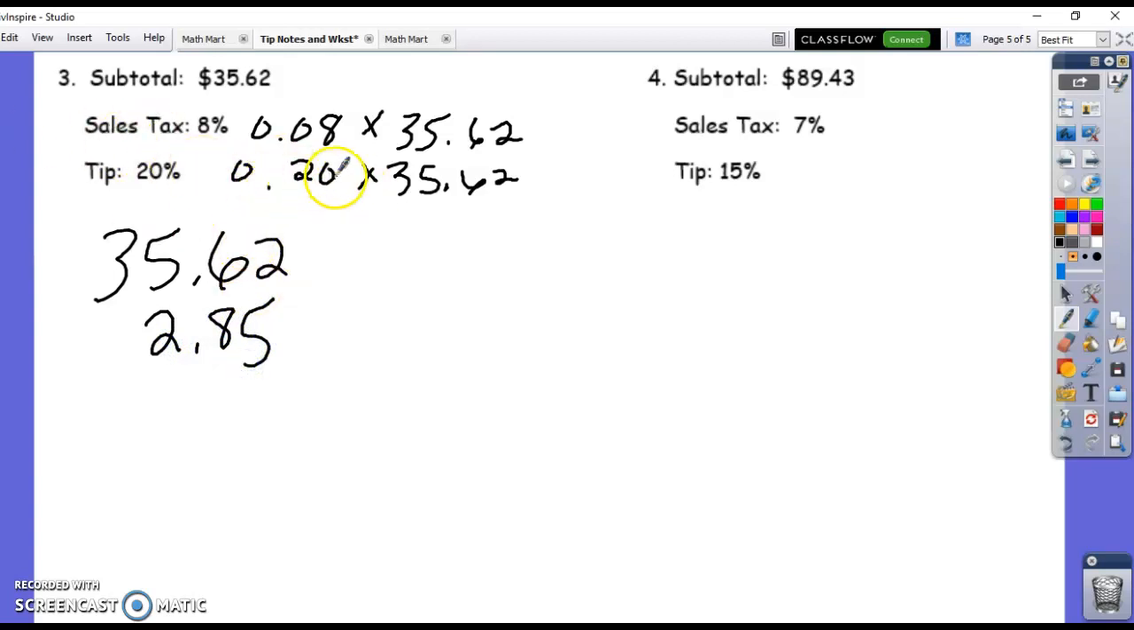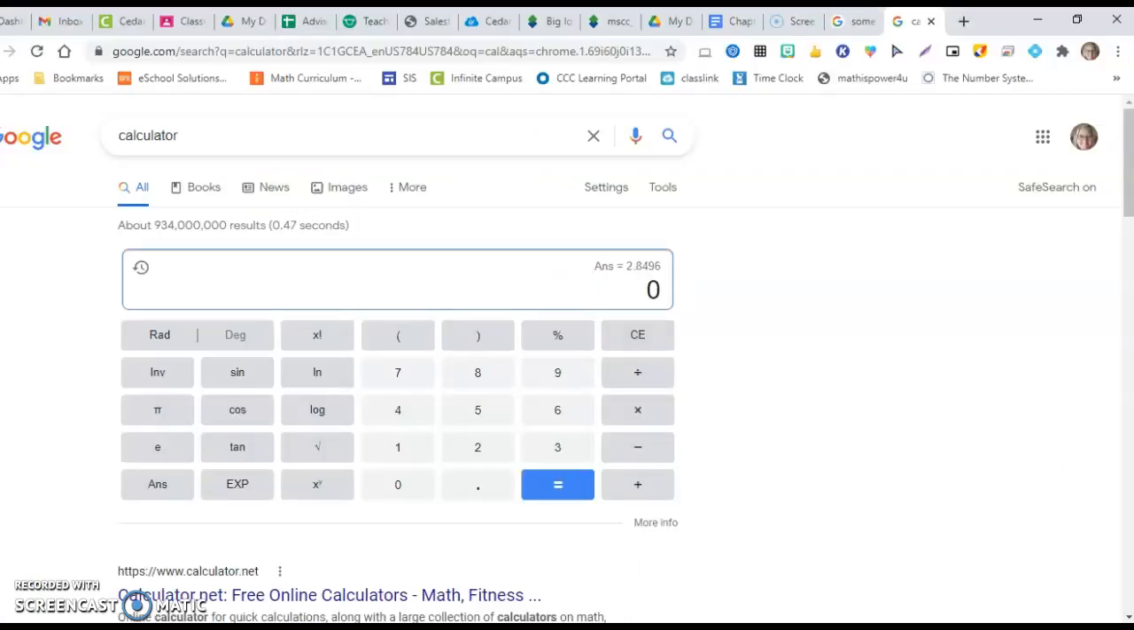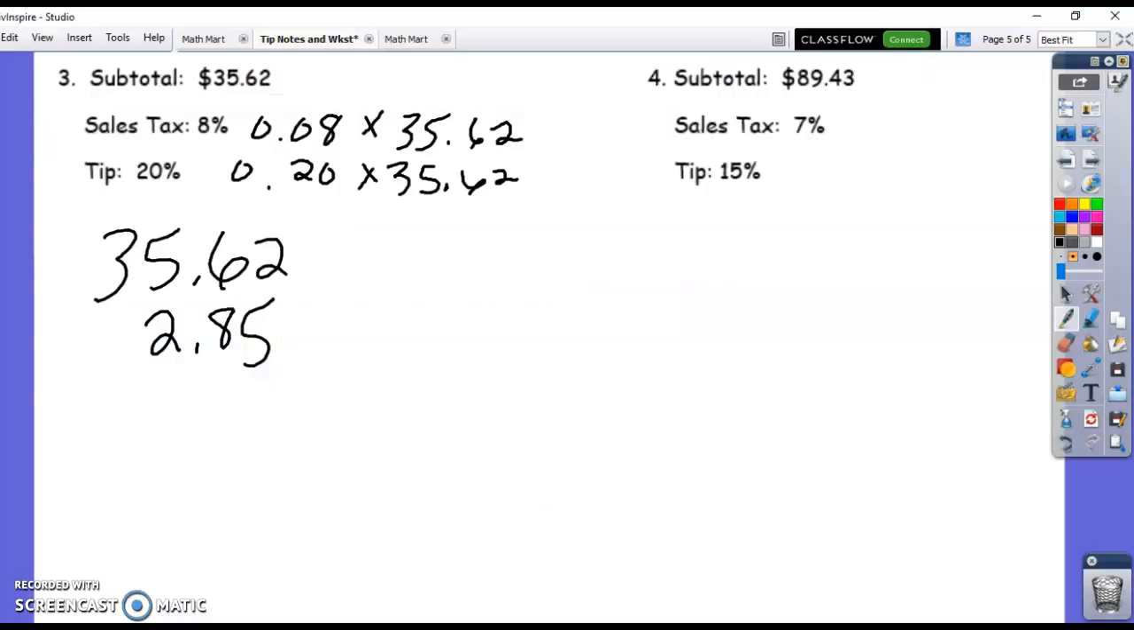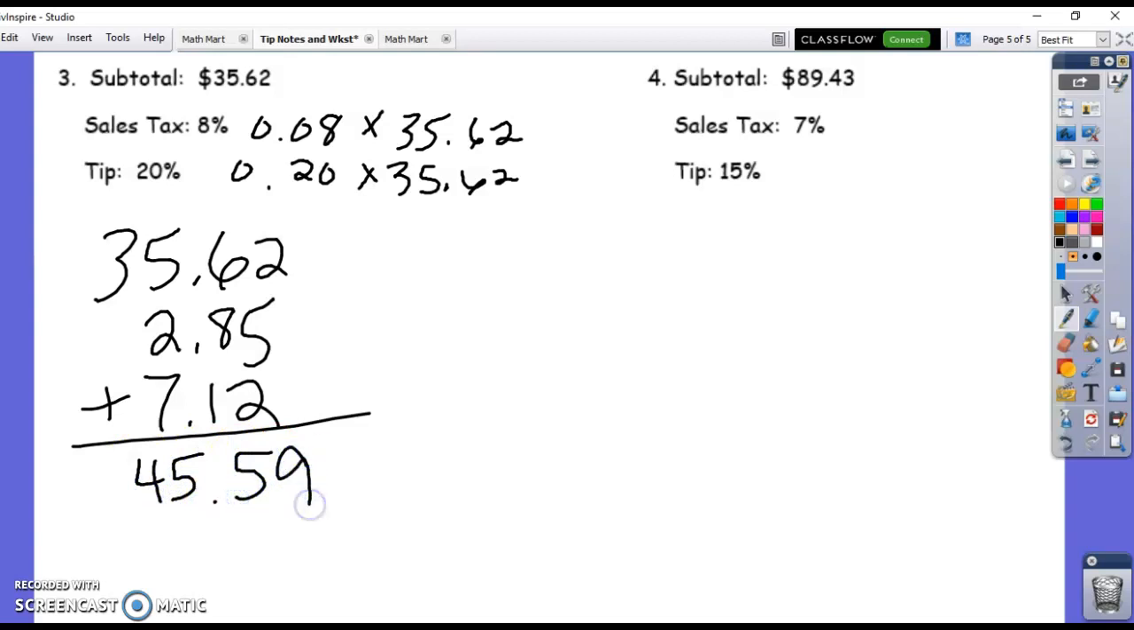So I'm going to take 0.20 times 35.62. And I get 7.124. So that's $7.12. My next spot, the third spot, is a 4. So I'm going to leave it at 7.12. Now I'm going to go ahead and add all these up. When I add all of them up, I should get $45.59.